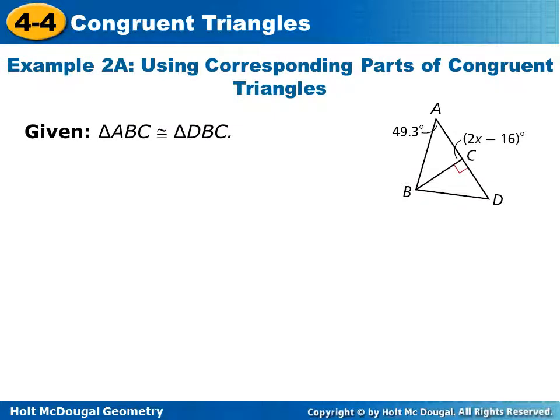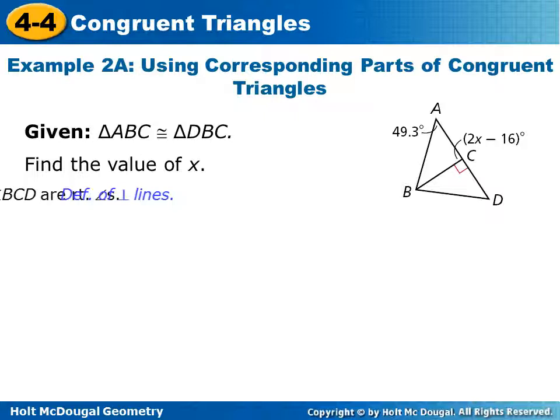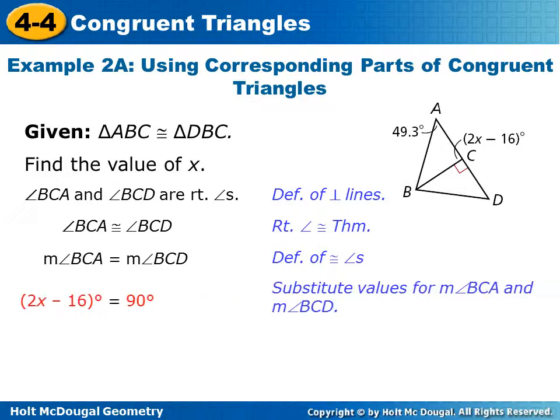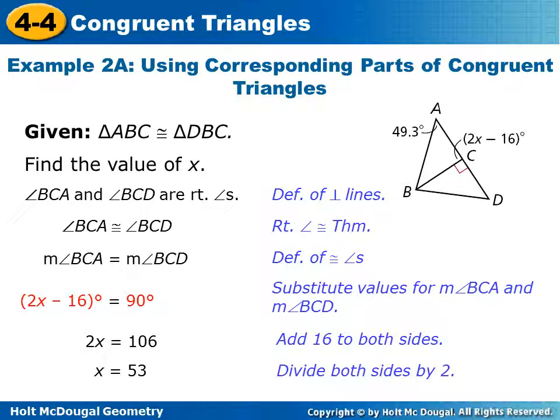Here we're going to use corresponding parts of congruent triangles to solve an equation. If ABC is congruent to DBC, we want to find the value of x. Since angle BCA and angle BCD are right angles, we know that angle BCA is congruent to BCD from the right angle theorem. The measure of BCA is congruent to the measure of BCD, and therefore we can plug in numbers. So 2x minus 16 is equal to 90 degrees. If we add 16 to both sides, 2x is equal to 106, and dividing by 2, x is equal to 50.